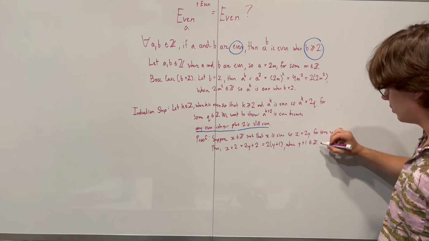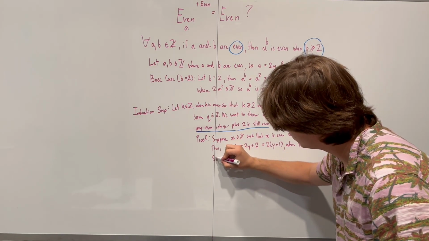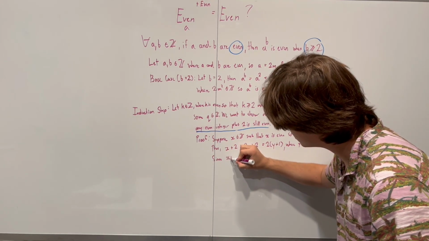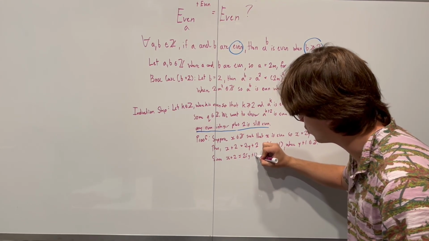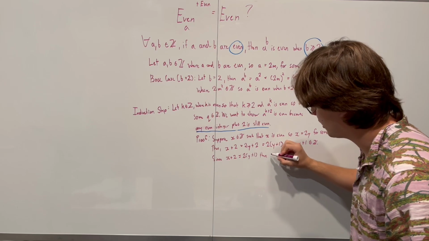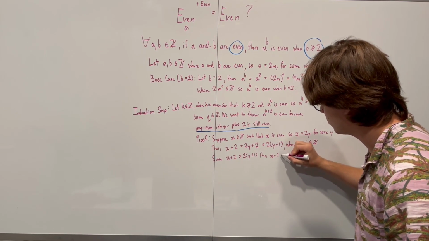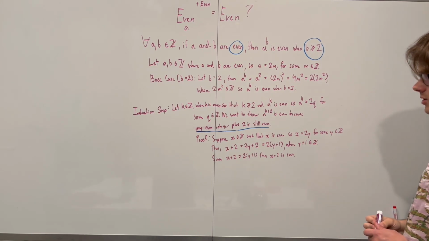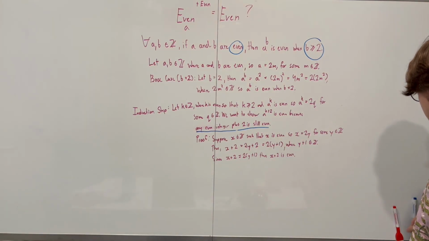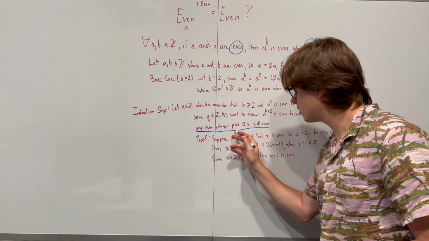And then we can just conclude that since x plus 2 is equal to 2 times y plus 1, then x plus 2 is even. Okay, fantastic. So now we've proven what I've underlined here in blue.